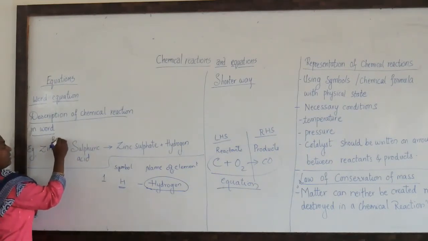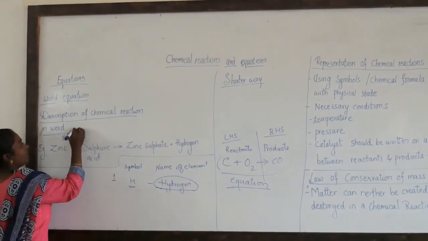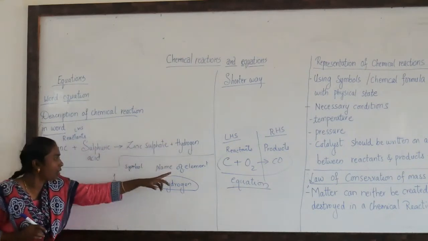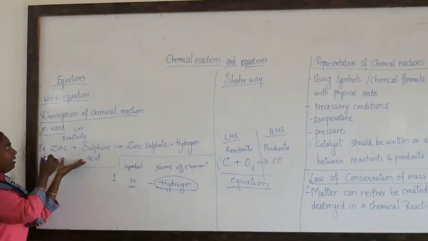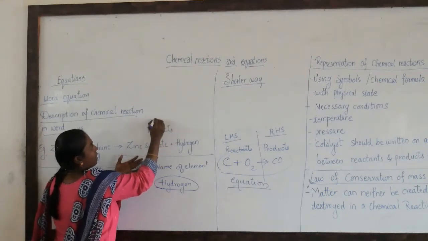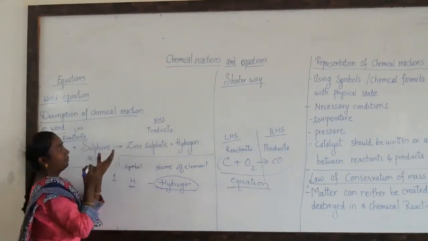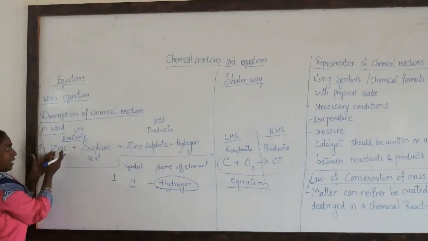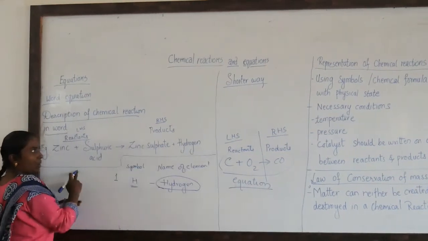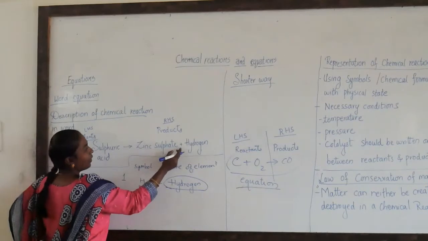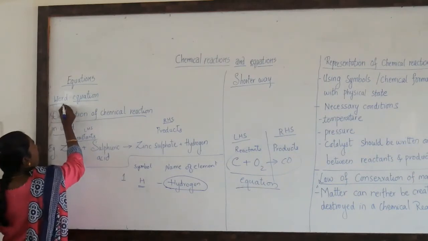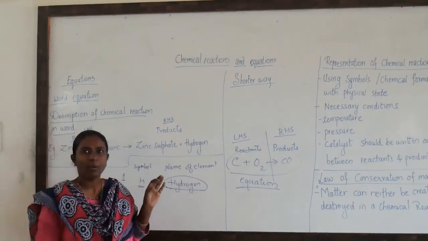So these are reactants, which are at the left hand side, right? Now this whole representation is an equation. These are the reactants. These are the products, which are at your right hand side. Writing the whole thing: zinc plus sulfuric acid. When these reactants react in a chemical reaction, what are the products formed? Zinc sulfate plus hydrogen. Writing this whole thing in words is called a word equation.